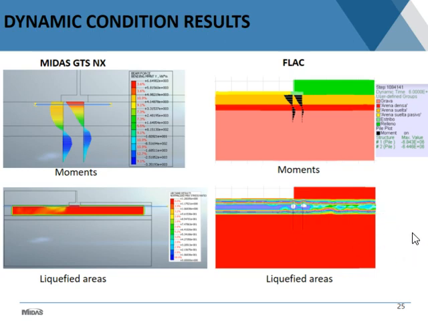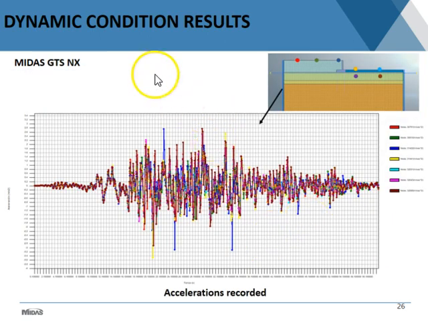Of course, like in any numerical model that does dynamic analysis, you can monitor what happens in different points in the model. Here is just an example of the type of plots that you can get from Midas, looking at points really close to the edge of the abutment, at the top of the liquefiable material, and so on. This is time, and these are some accelerations.